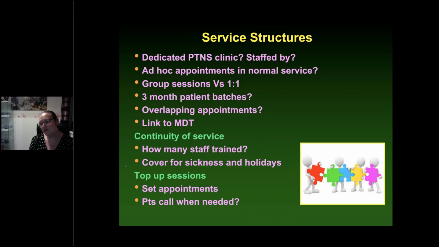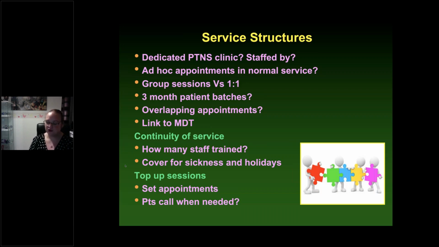So you're then at one-to-one appointments, and so you need to have a number of rooms to be able to run those appointments concurrently. Some people start patients in batches of their 12 weeks every 3 months, whereas other people start ad hoc as they're able to. Some people have overlapping appointments. You need to work out what works for your environment, your clinical space, and your staffing.